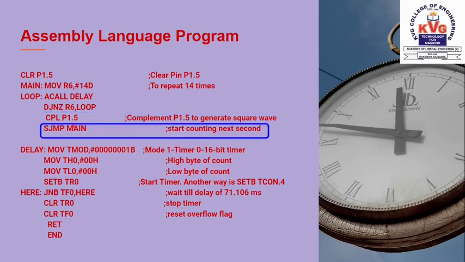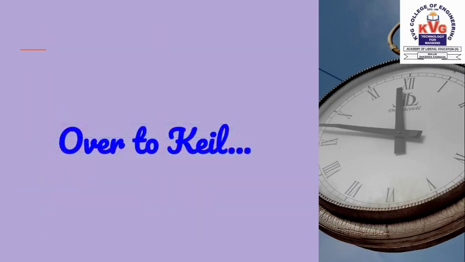And then after a delay of 1 second, SJMP to main, it comes here again, reloads R6 with 14D, and it continues. So this is an infinite program where it will go on until you exit the program manually. It will go on giving you a transition of high to low, low to high on pin number 1.5 infinitely, and the time delay of each transition will be 1 second. We'll go over to Keil and see how the program executes.